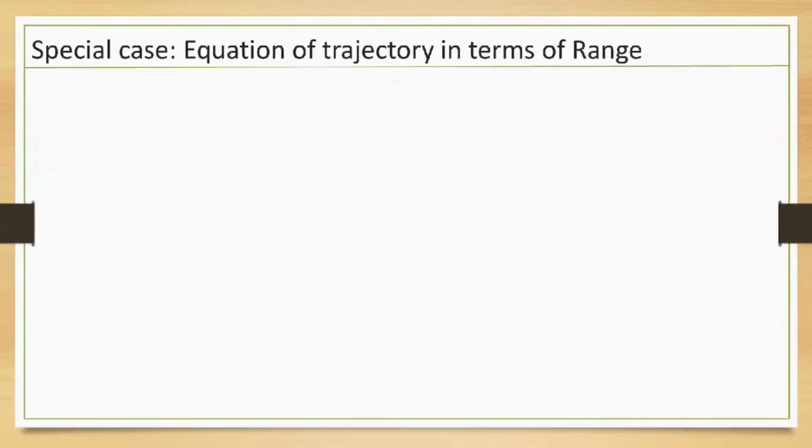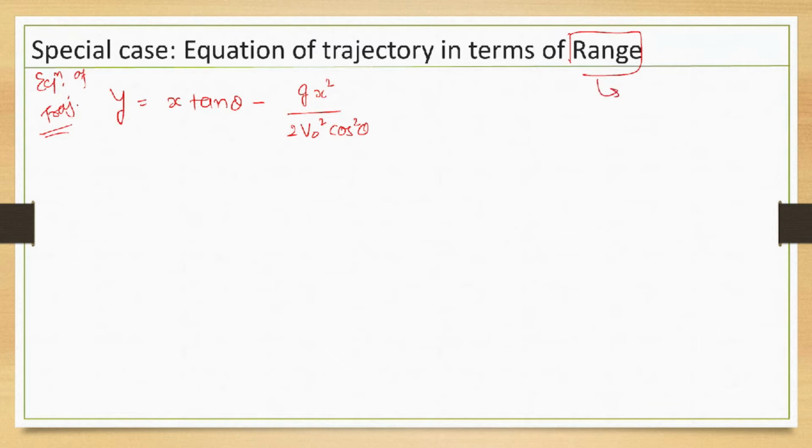So our first case is the equation of trajectory in terms of range. So what is the equation of trajectory? y is equal to x tan theta minus g x square upon 2 v naught square cos square theta. This is the equation of trajectory. We have to convert this relation in terms of range.